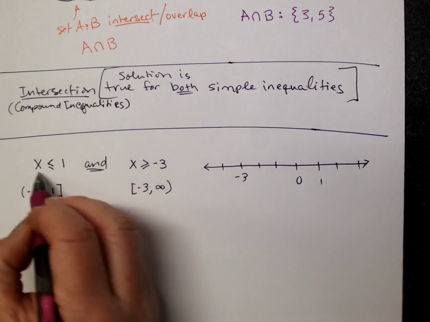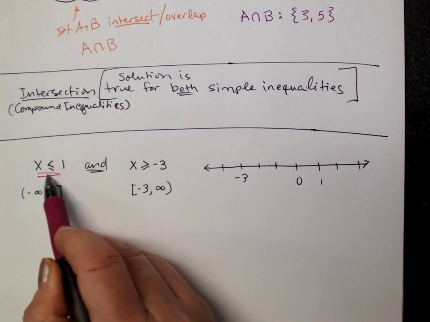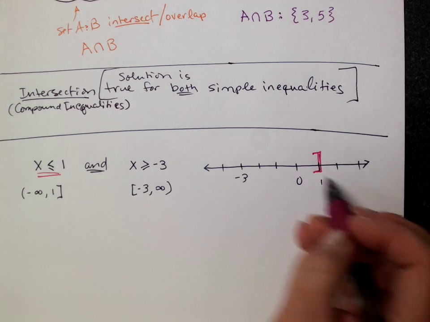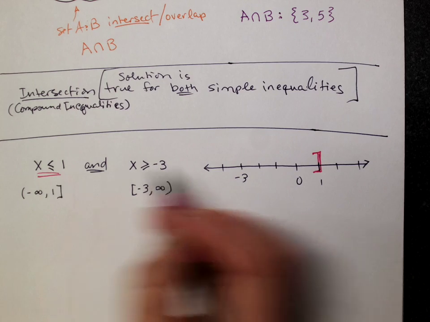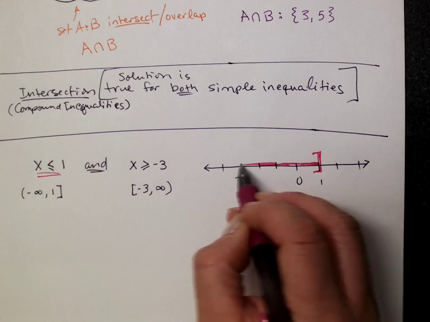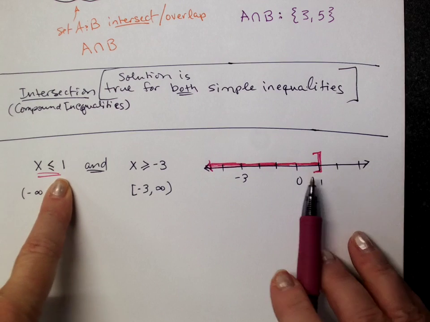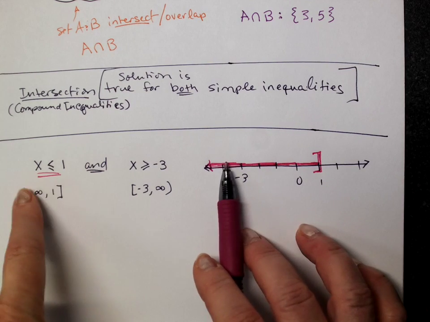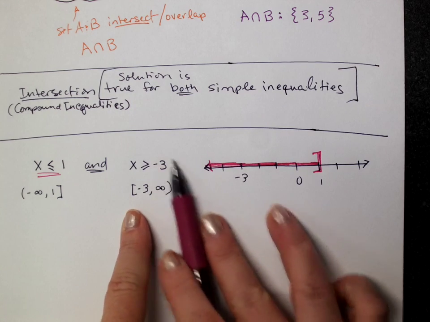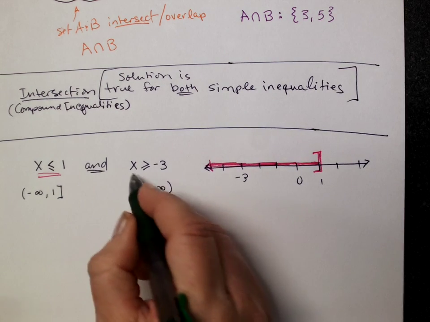I'm going to do that in two colors just to make it stand out. So this first simple inequality, x is less than or equal to 1. 1 is included, so I put that bracket right on 1 to show it's included. That's the boundary point of the solutions. And the solution to this inequality is everything that is less than or equal to 1. So the boundary point is 1, and the boundary point in this case is included, and the solution is everything less than that. Now let's put the graph of the solution of the other one on the same graph. We'll do that one in a different color. I'll do green.